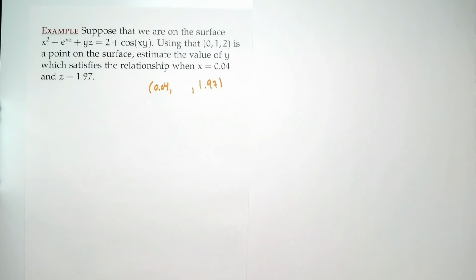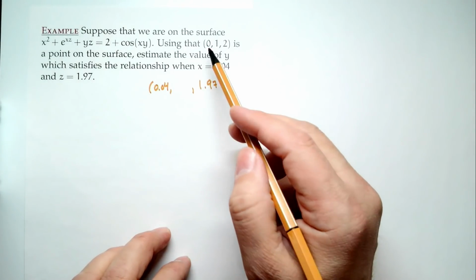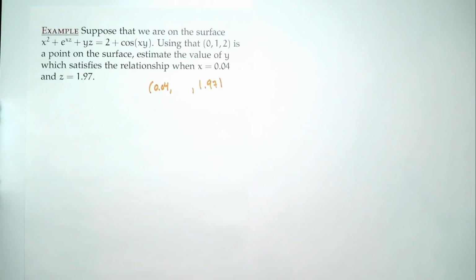All right, well, how do we do that? Well, of course, one thing to say is, I have this 0.04, 1.97, it's really close to 0 and 2. So at super low precision, y is about 1. Well, we want to do a little bit better than that. How do we do better? Well, there's a tangent plane to this surface, and we use the tangent plane as an approximation for the surface.